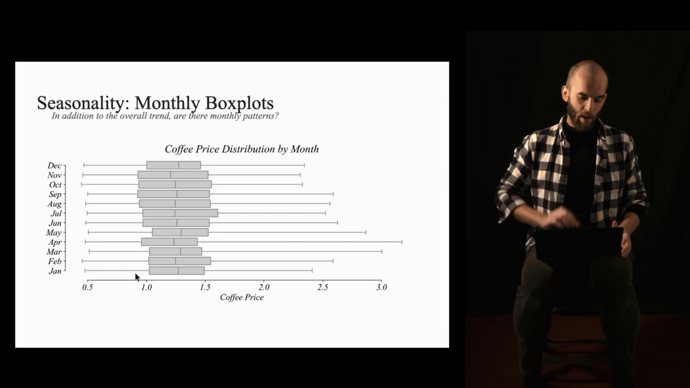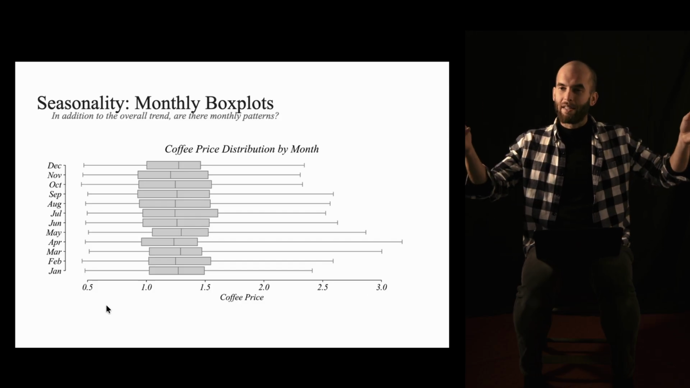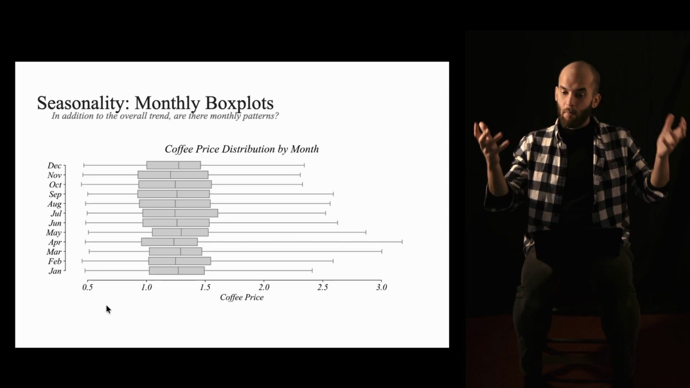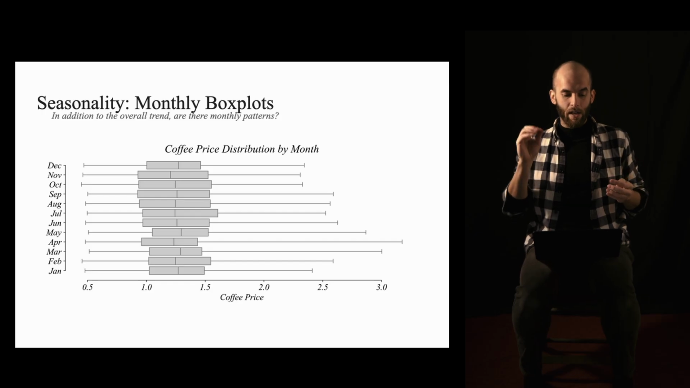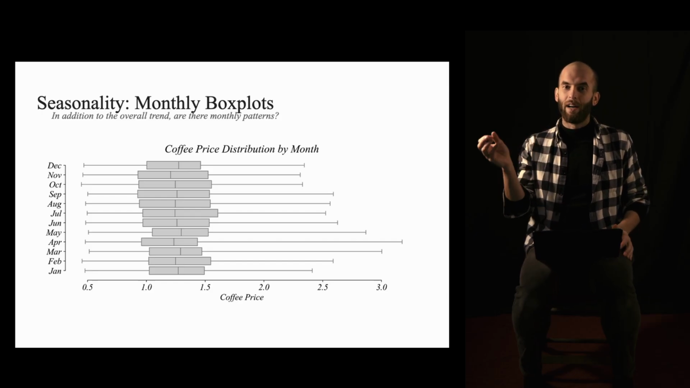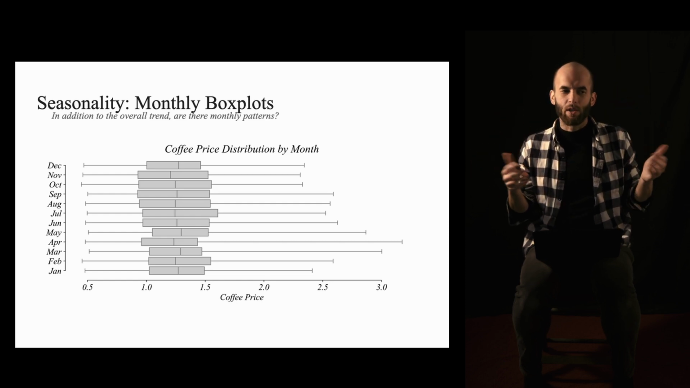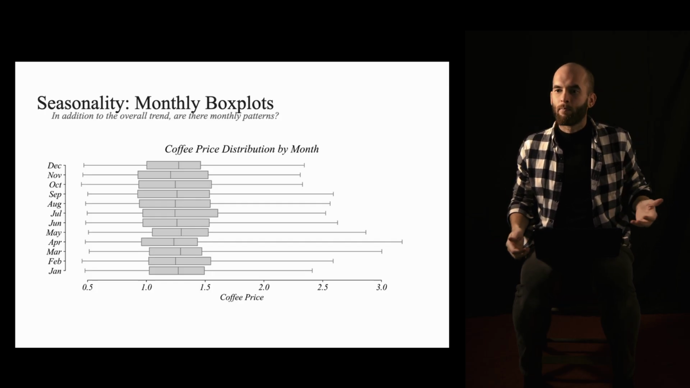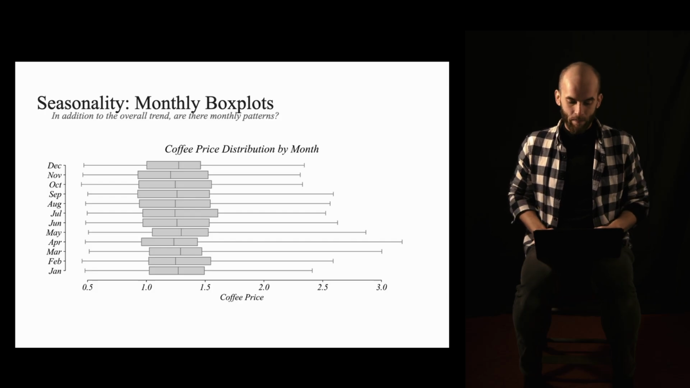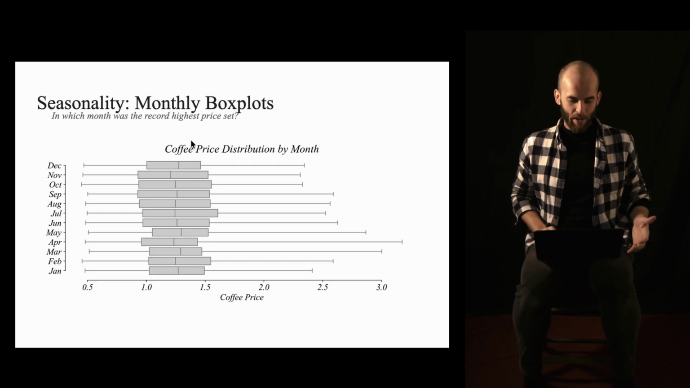So here I've just listed January through December on the vertical axis. And then on the horizontal axis, I have coffee prices in each one of the months with a separate box plot. So what this does is give me an additional picture into variation within each one of the months specifically. So it sort of gives us a picture of whether there's something unusual about any of the months in time. So this is a pretty general question. So what I'm going to do is ask something more specific.